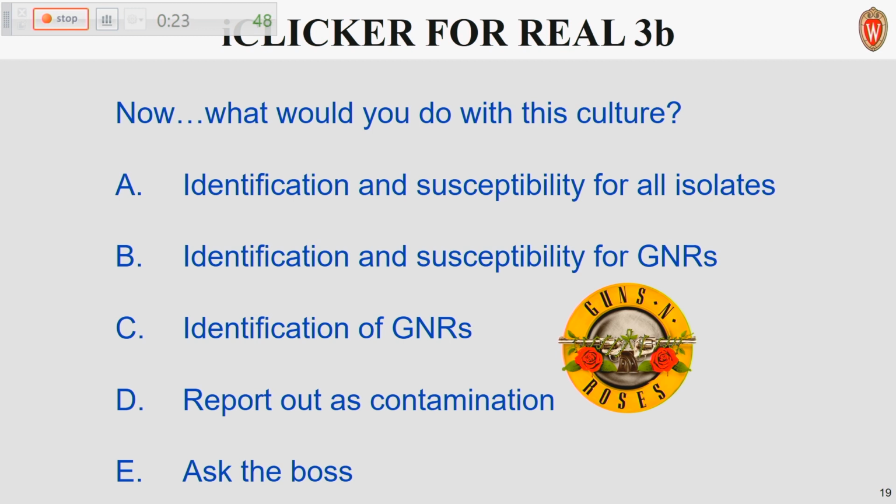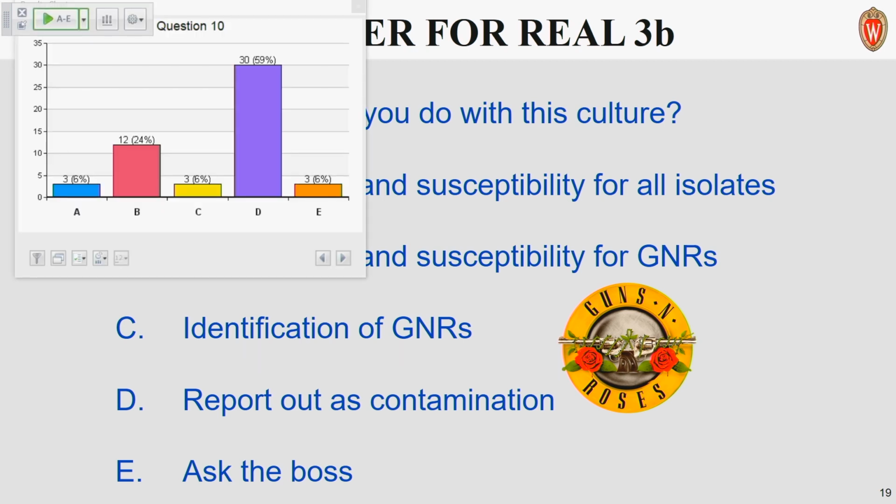You know the provider's going to look at those UA results and say they have an infection, right? All right, so we still are reporting out as contamination. Looks like a little bit more of them focusing on those gram-negative rods than before, but still majority contamination.